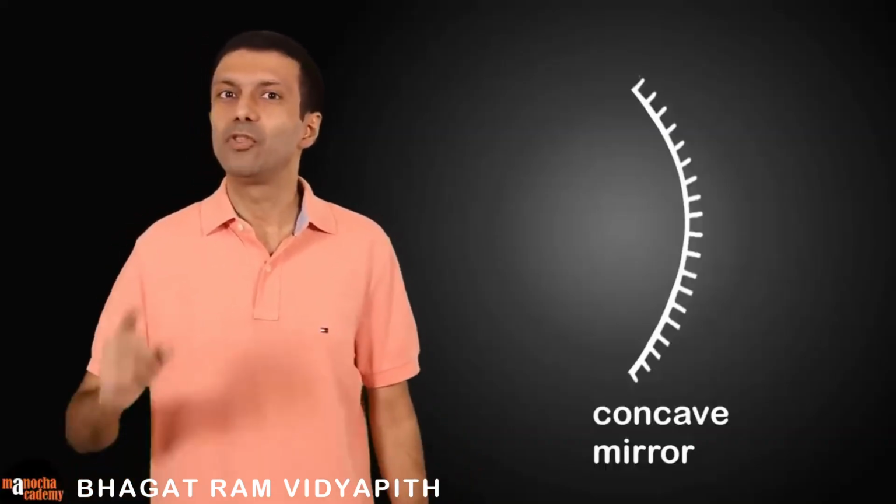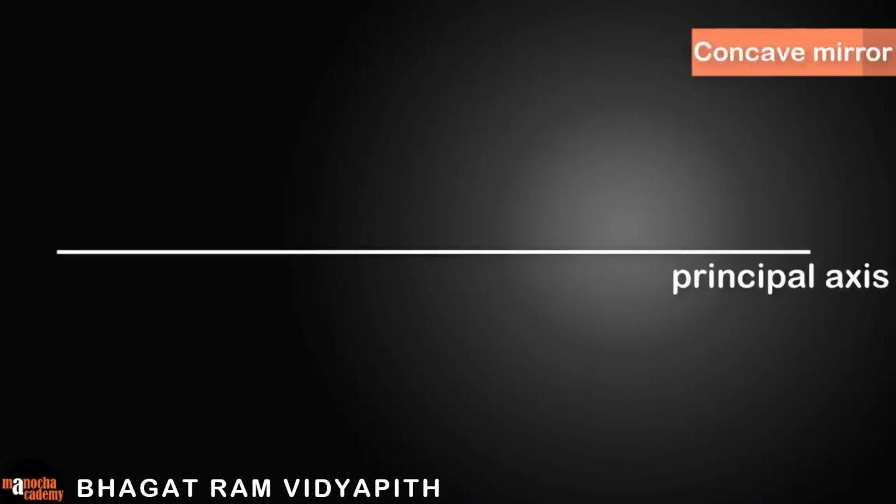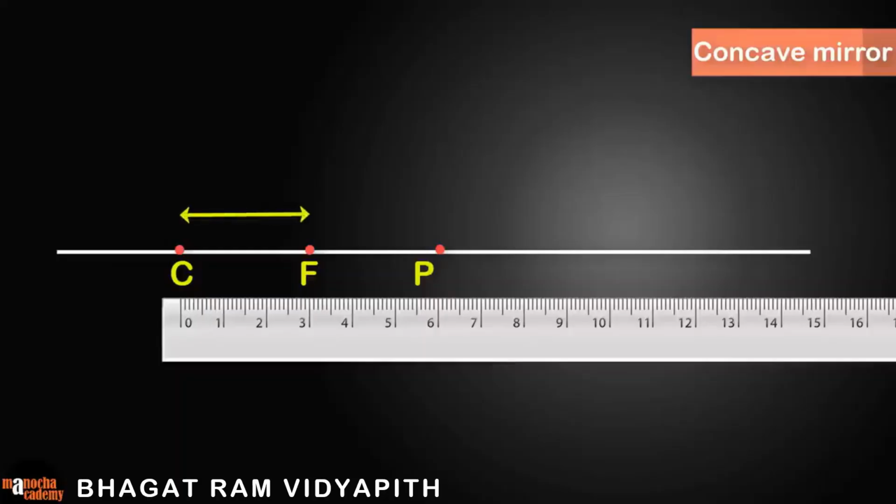For image formation, we need to draw the concave mirror accurately. Let me show you a simple trick for that. Draw a line representing the principal axis. Using a ruler, mark 3 points where C is at 0 cm, F is at 3 cm and P is at 6 cm. You can take any convenient distance. F should be exactly in the middle such that CF is equal to FP. C is the center of curvature, F is the focus and P is the pole of the mirror.